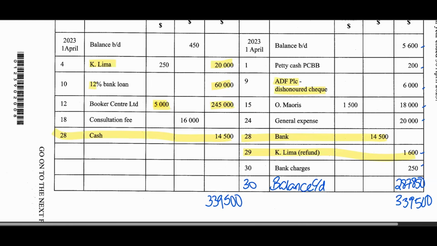Now, how about your cash column, guys? Let's see what's going on here. 16,000 plus 450 would have been 16,450. On this side here would have been considerably less as well. So to make it balance, this balance carried on figure should have been 1950.